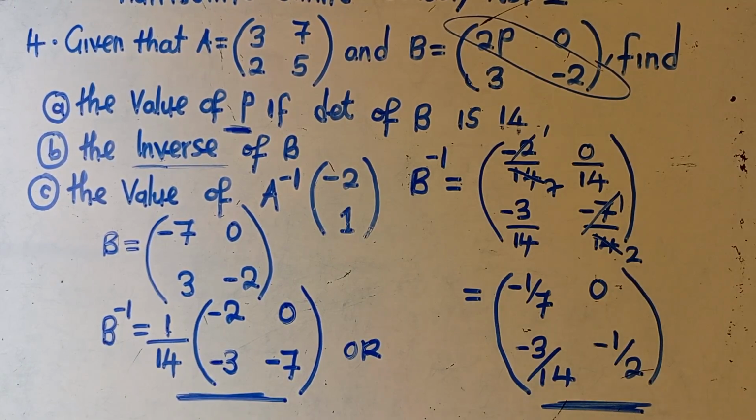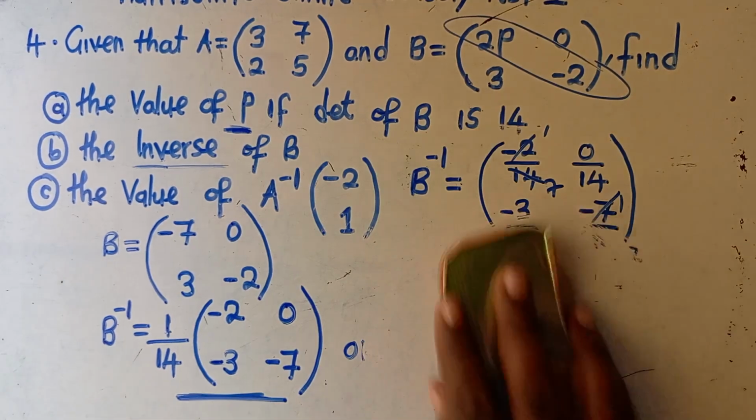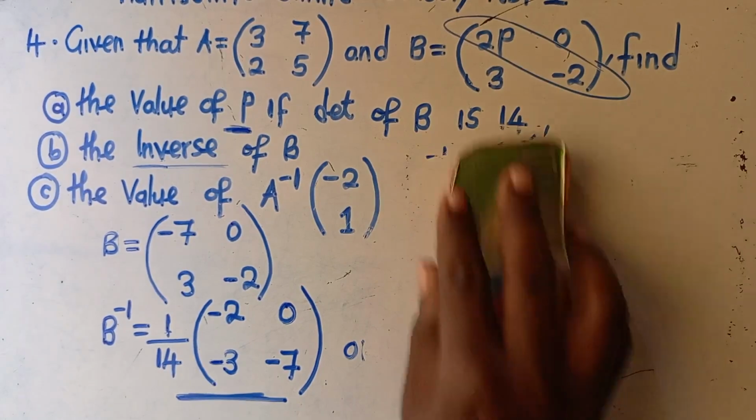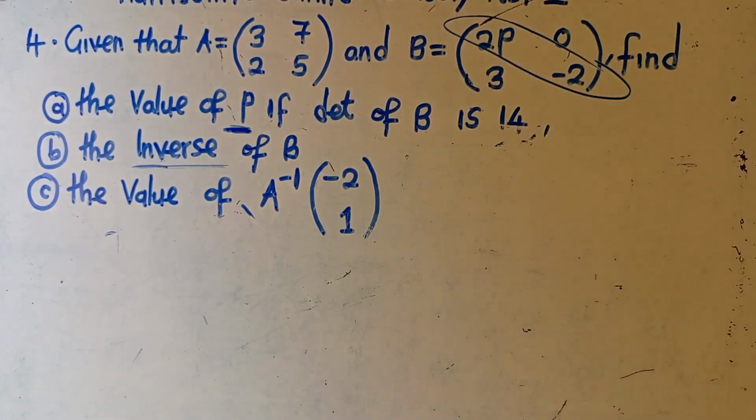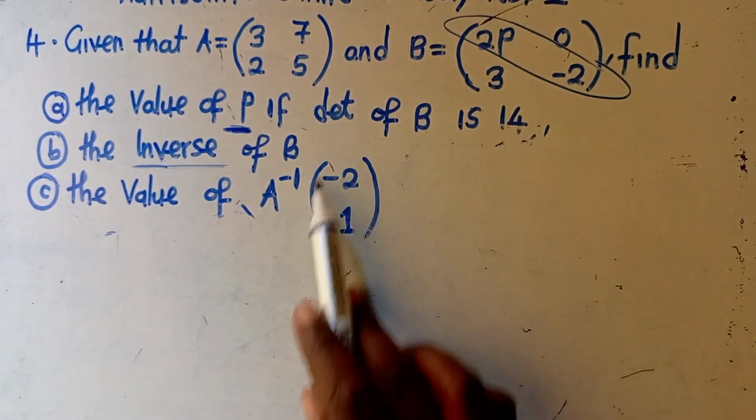So I guess you are able to follow through this. You are able to get and understand. We move now to our last question. So our last question is this one, where we are told that we multiply the inverse of A times that.